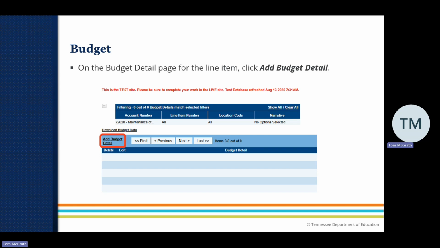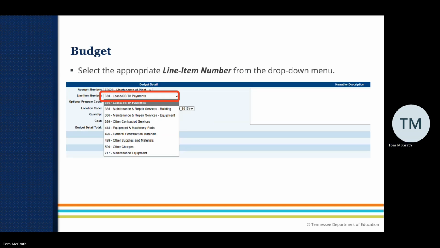To add a line item to an account number, click Add Budget Detail in the left corner. You'll repeat this step for each additional line item that you would like to add to an account number or category. The drop-down menu on this page shows all allowable line items for your grants in that account number or category.